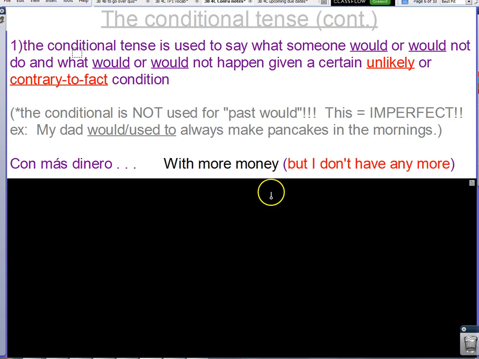So here is a certain unlikely or contrary to fact situation with more money, but I don't have any more.